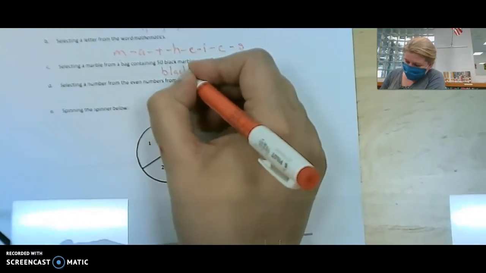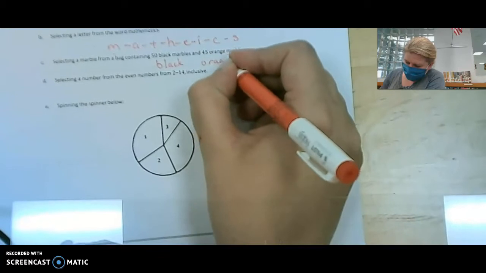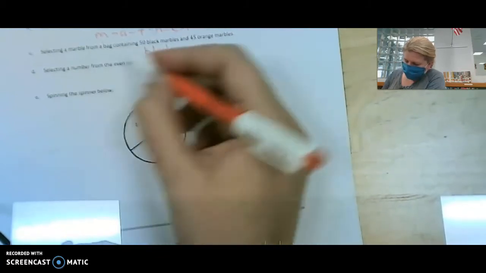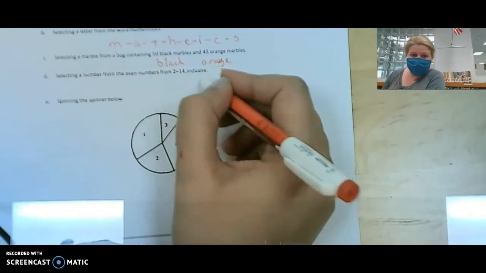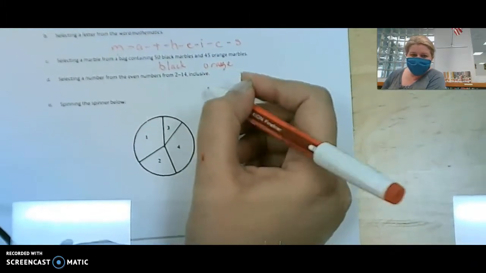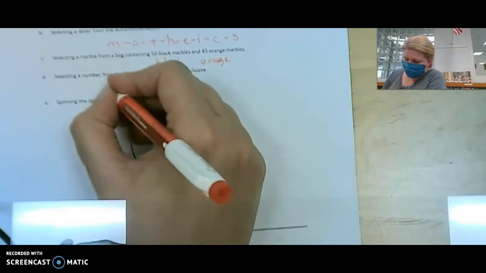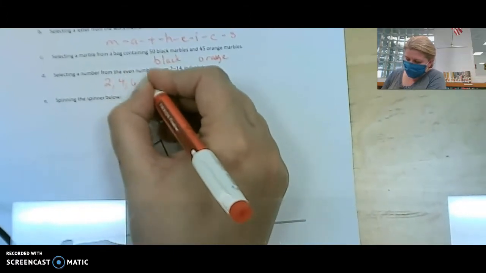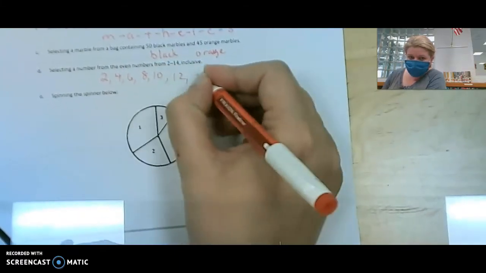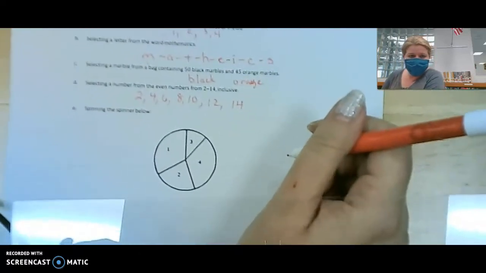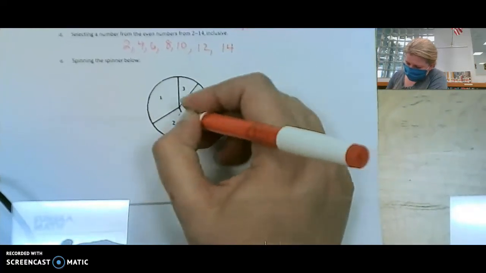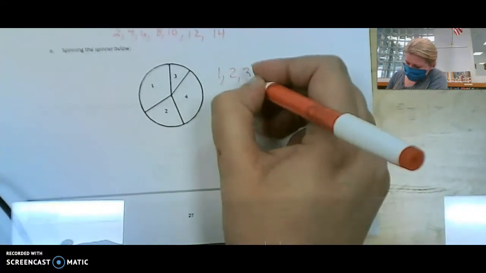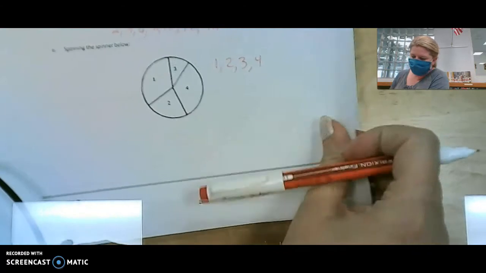Okay. Selecting a marble from a bag containing 50 black and 45 orange marbles, so my only outcomes are black and orange marbles. Selecting a number from the even numbers 2 through 14 inclusively. That means that I'm including 2 and 14. So 2, 4, 6, 8, 10, 12, and 14. Spinning the spinner below, the possible outcomes are 1, 2, 3, and 4.